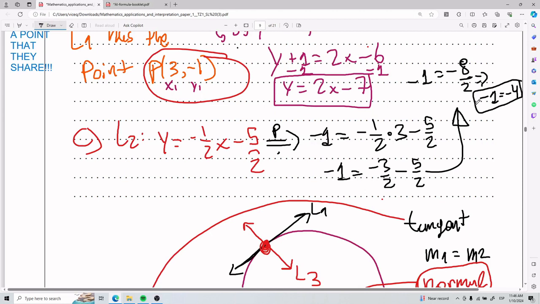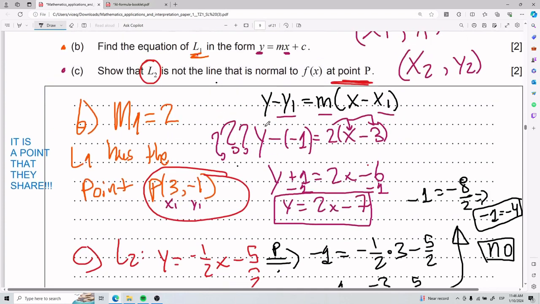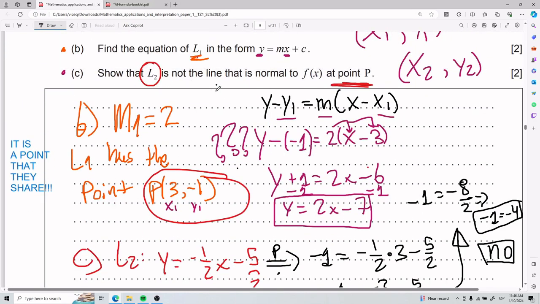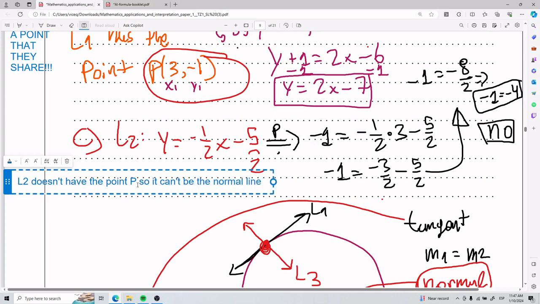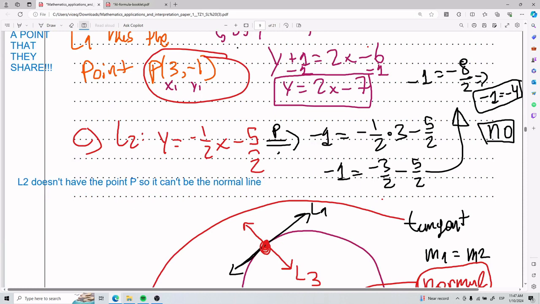Guys, there is no trick here. Does negative 1 equal negative 4? No. 1 apple does not equal 4 apples. So what you can say as an answer, literally, is that L2 doesn't have the point P, so it can't be the normal line. Because it doesn't even touch. I mean, it can't even be tangent because it doesn't touch it.